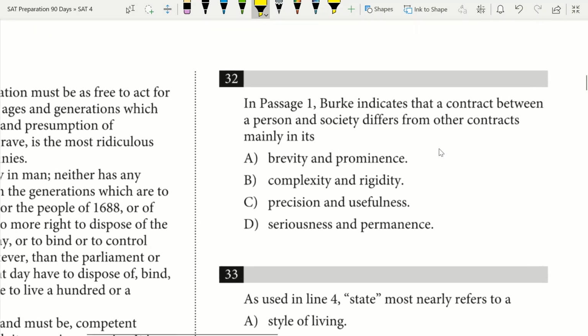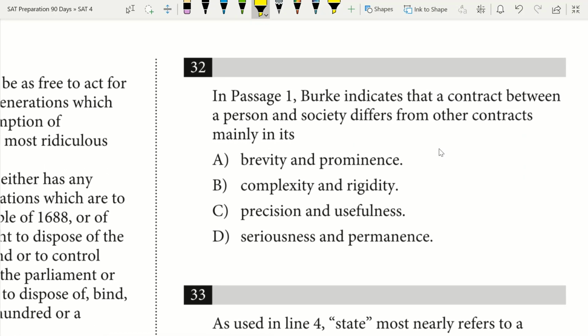So at this point, I'll go ahead and answer the questions related to passage 1. We have question 32. In passage 1, Burke indicates that a contract between a person and a society differs from other contracts mainly in what? Well, we know that in that first passage, what he's really doing is talking about how other contracts are less serious. So we look at option D: the other contracts that aren't with the government between people and society aren't as serious and also are less permanent.